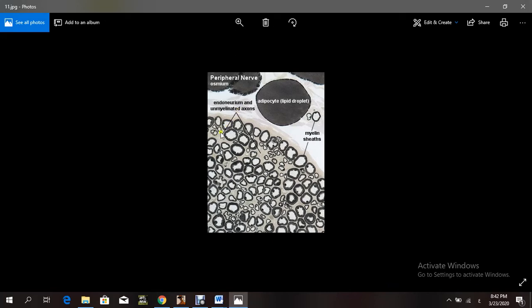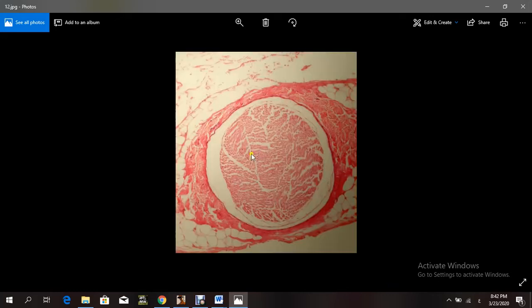Here the arrow indicates non-myelinated axons. There is no stain within those areas. Again, this is a normal, routine stain for peripheral nerves. Those are the axons within a peripheral nerve, while this is the connective tissue, which is called the epineurium.